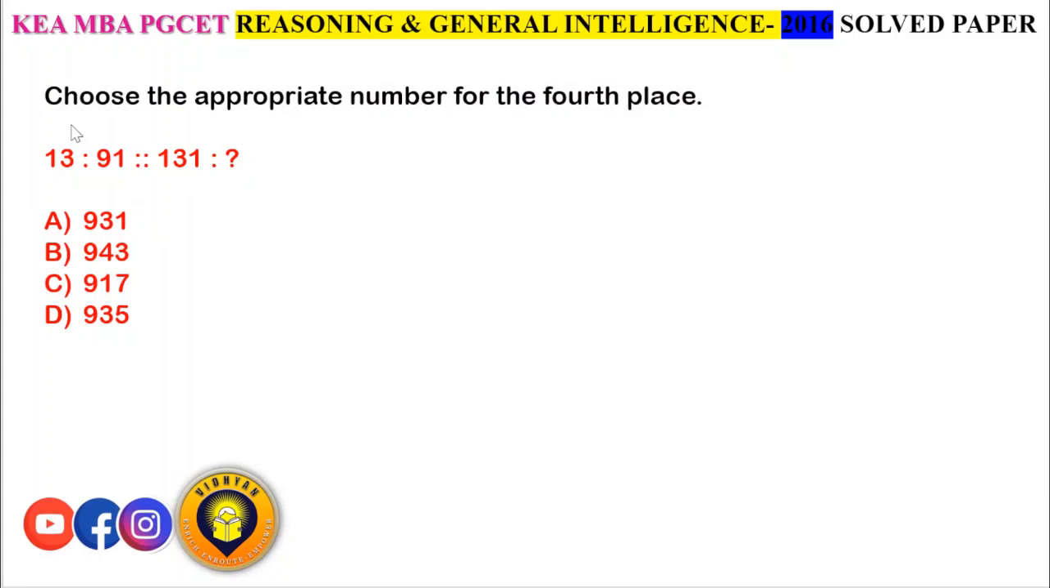Choose the appropriate number for the fourth place. 13 is to 91, therefore 131 is to what? 91 is a multiple of 13, right? You know very well that 13 times 7 is 91. Therefore 131 times 7 is how much? 13 sevens are 91, 7 ones are 7. It is 917. 917, which is option C, is the right answer.